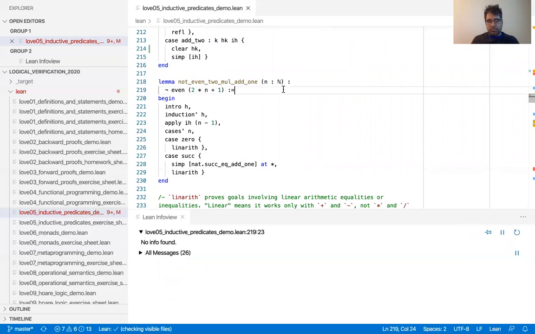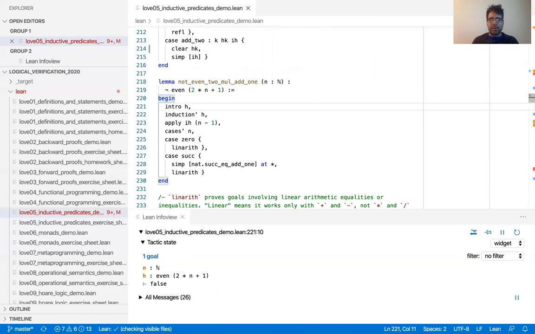So here's a second example. This one is to show that any number of the form 2n plus 1 is not even. So it's a bit more rock and roll. First we do intro h, right? Because this not is really an implication. And when the implication is at the root symbol, then we do an intro, right?